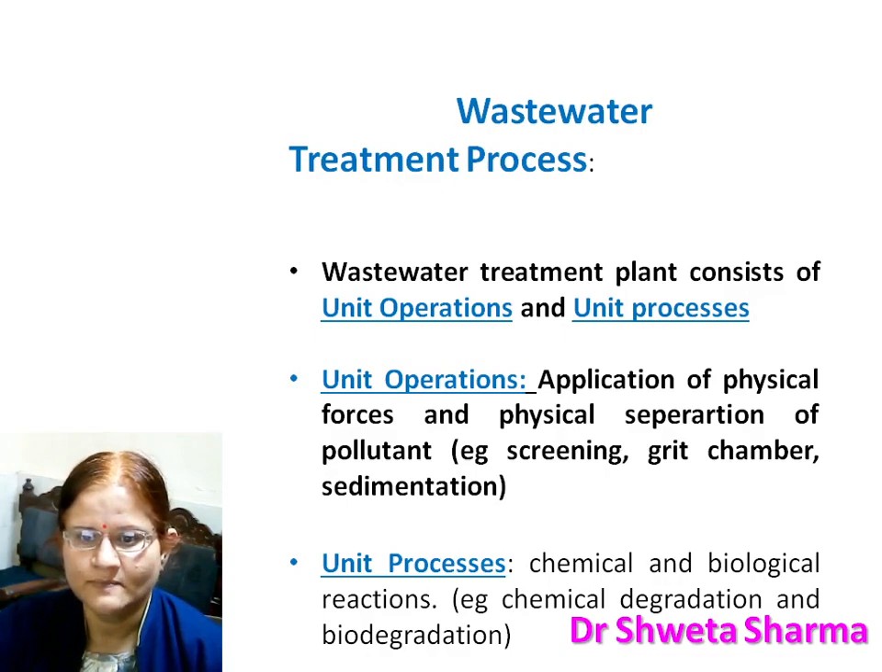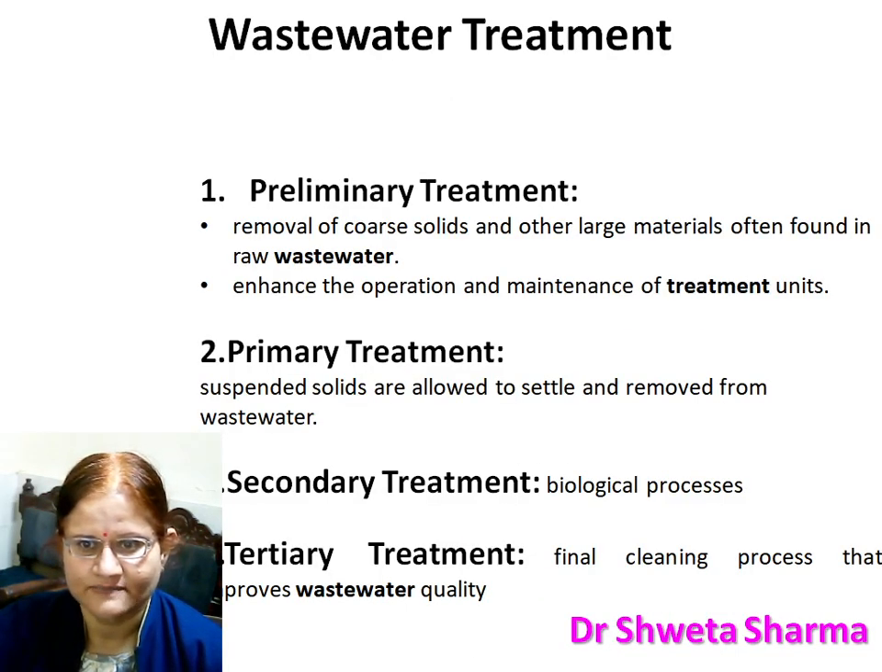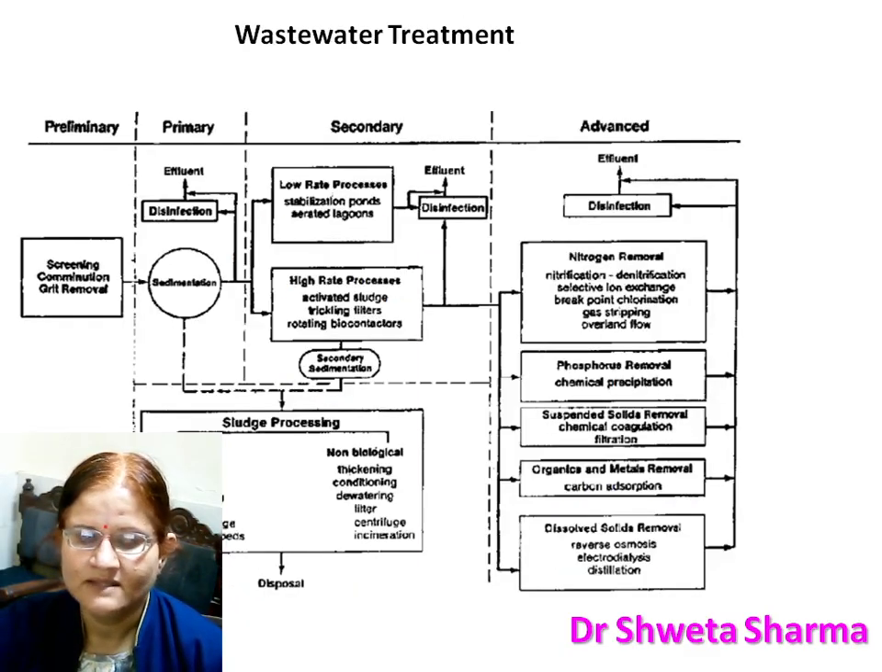The wastewater treatment process includes operations as well as processes. The unit operation includes the physical process, and the unit process includes the chemical as well as biological reactions. Therefore, we can classify it into four steps: preliminary treatment, primary treatment, secondary treatment, and tertiary treatment for the final cleaning of this wastewater. This is the layout of wastewater treatment, how we go for these steps. This diagram is showing the clear four steps for its execution.